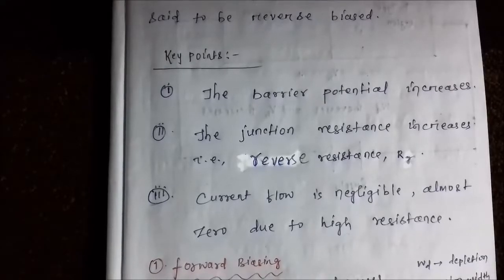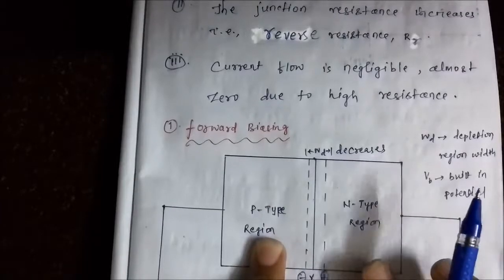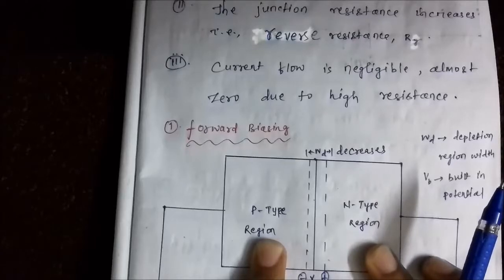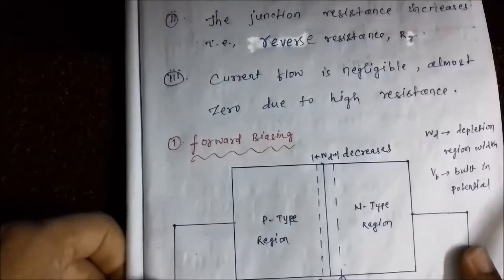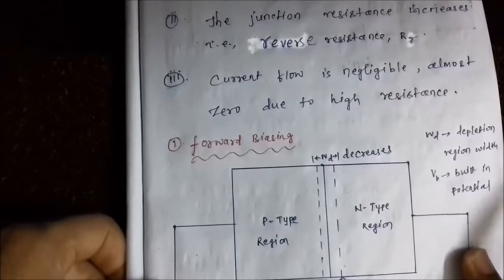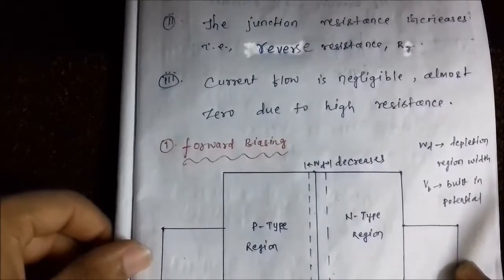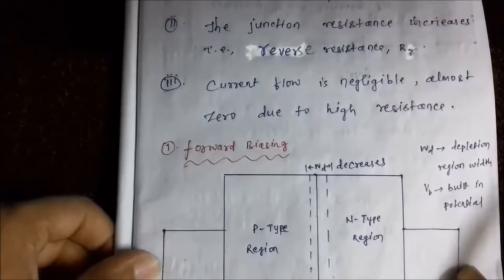Although there is some amount of current flow due to minority charge carriers, such as electrons as minority charge carriers in the p-type region, and holes which act as minority charge carriers in the n-type region. That current is called reverse saturation current. We will discuss the current flow and the volt-ampere or current-voltage characteristics of PN junction devices in my later videos.